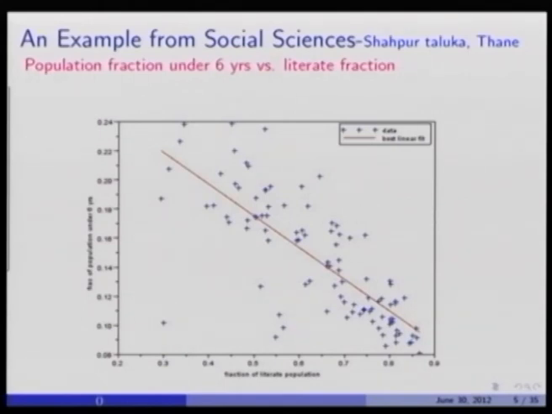So we have all these plots, and then we draw the best fit line, the least square line. I've just drawn the least square fit line, and I see that this is a reasonable law: if you increase literacy, for every percentage change in literacy, the percentage drop in the population under 6 is so much. This is a very reasonable law. Is that clear? So this I call science.